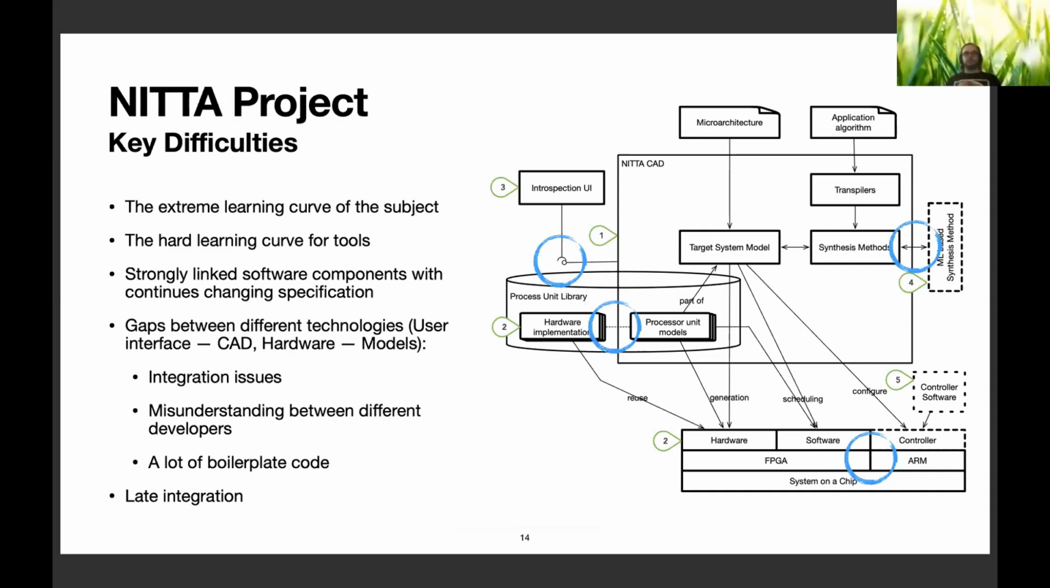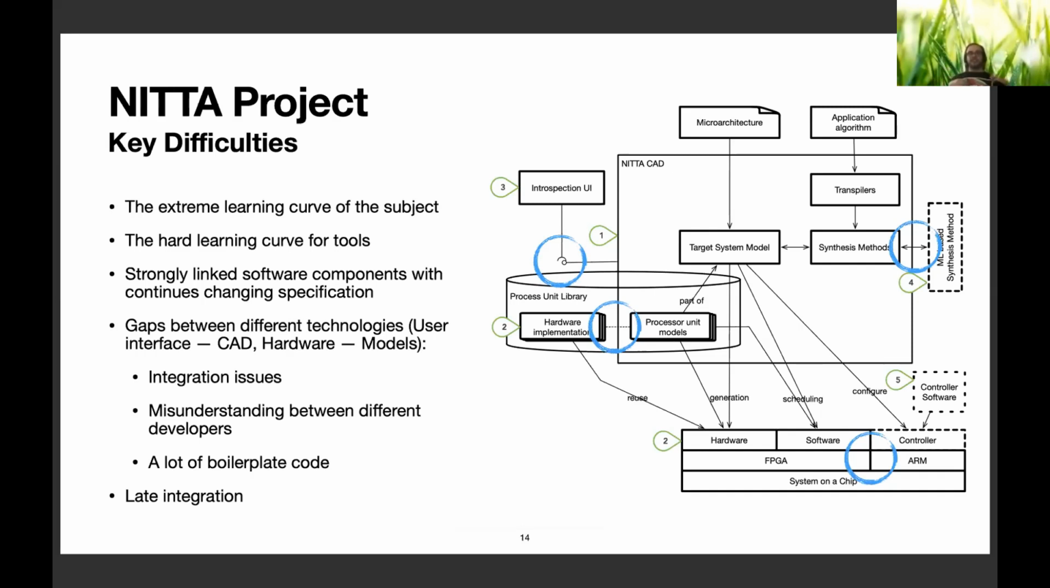And the main problem is that in a normal project, usually different specialists work on the hardware and on the software, and how to establish their communication and how to continuously check consistency between different parts of the system is a very hard problem.